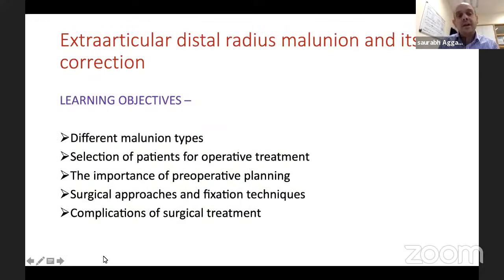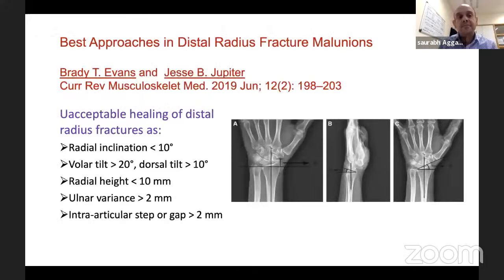Right, so first slide, learning objectives. These are the few things which we'll try and cover in the next 40-45 minutes. Different malunions, dorsal malunion or a Smith malunion. Selection of patients, very important. Pre-operative planning. Approaches, a volar or a dorsal approach. Technique of fixation. And then finally, complications and summary in the end.